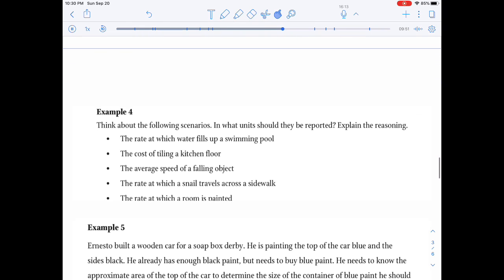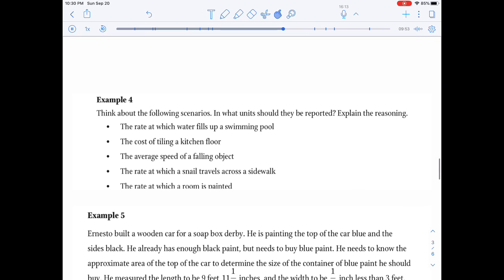Example 4. Think about the following scenarios. In what unit should they be reported? Explain the reasoning. The first bullet, the rate at which water fills up a swimming pool.